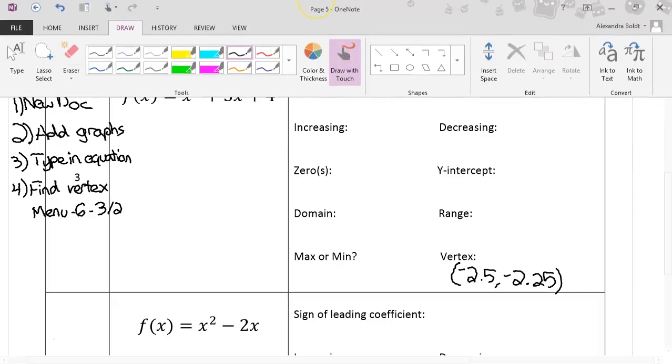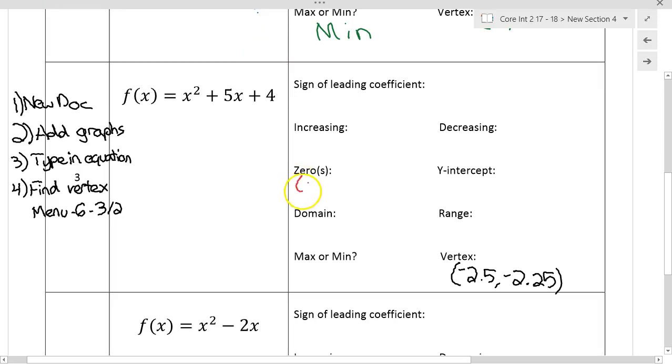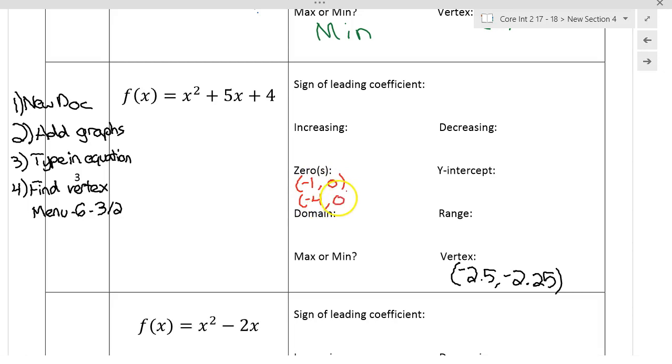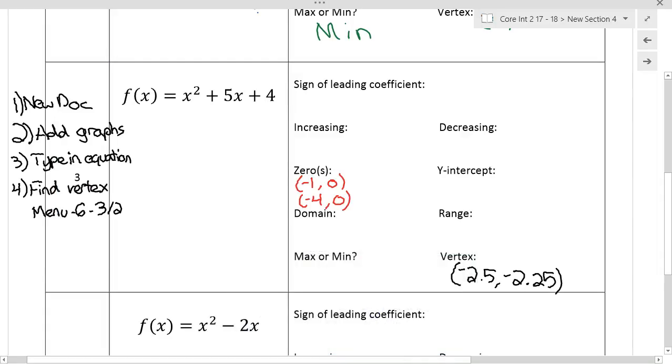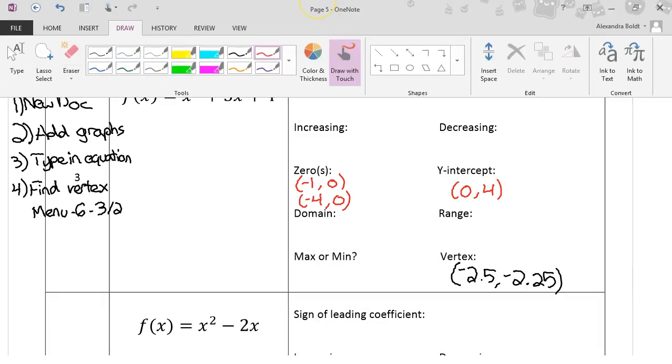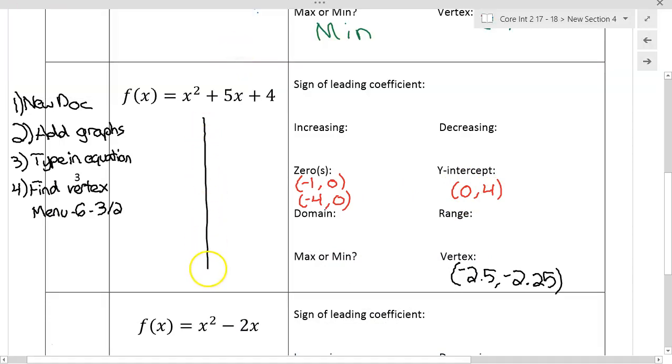So our x-intercepts are, like we said, (-1, 0) and (-4, 0). Finding my y-intercept, again, I'm just going to look where it crosses through the y-axis. That's up 1, 2, 3, 4. That's at (0, 4). Okay. Now that I have these points, I'm going to just graph it underneath my equation.